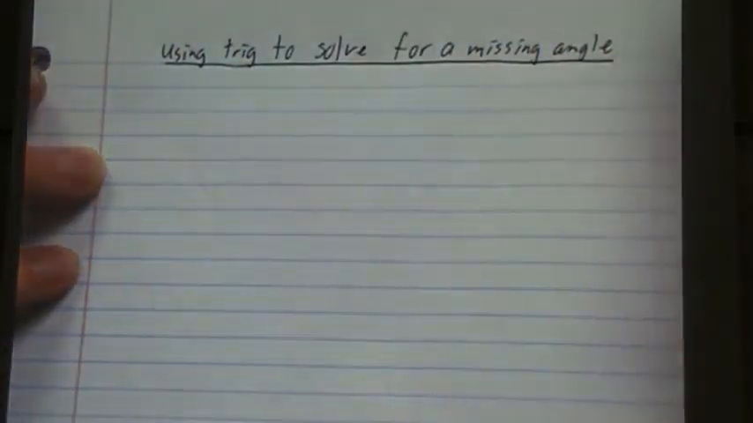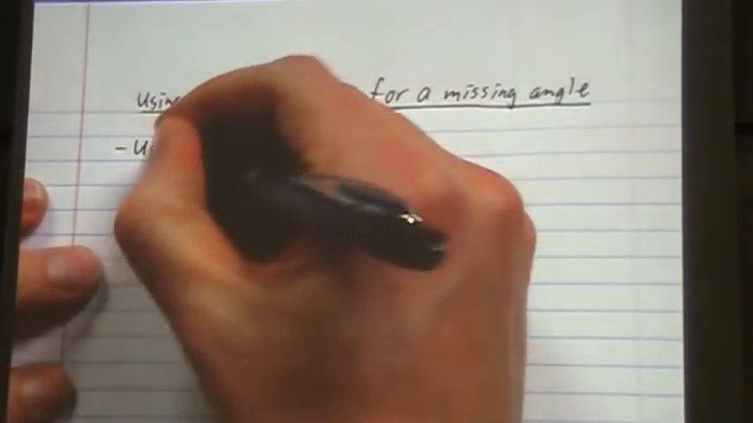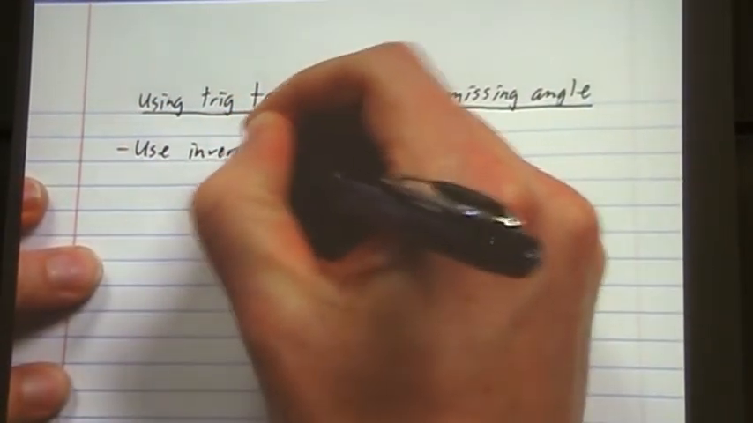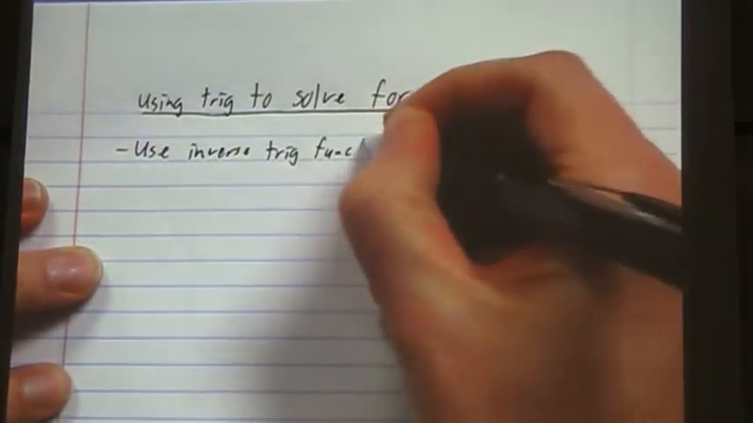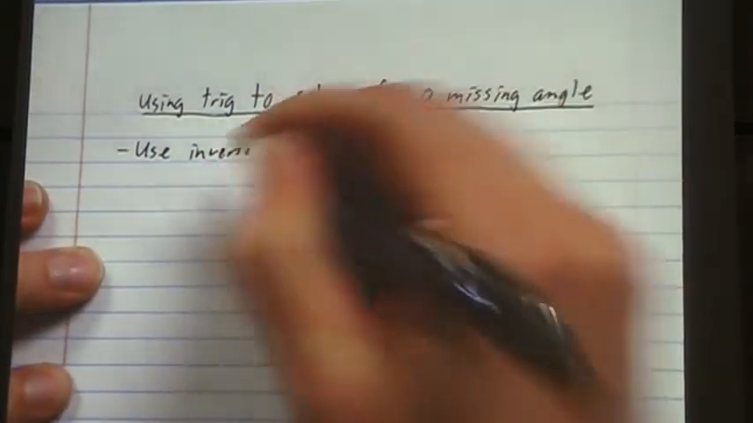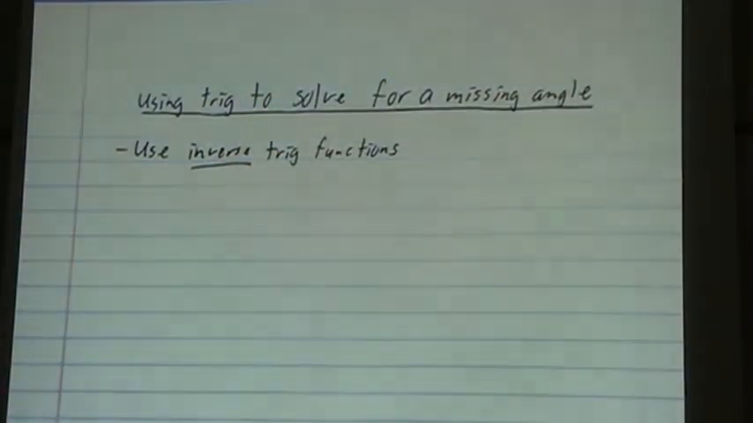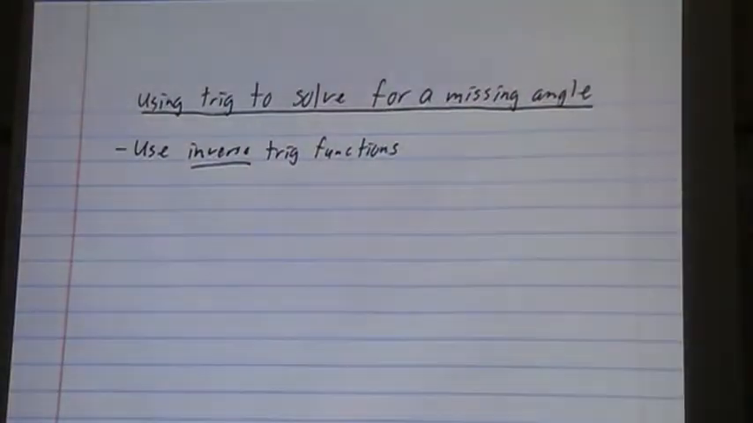And remember that with triangles, we still are playing with 180 degrees. That hasn't changed. So if you know a 90 and one angle, you can use supplementary angles to find the measure of the other one. And the deal you're going to have to do to solve for a missing angle is to use inverse trig functions. Okay. Inverse trig functions. I'm going to go grab my calculator.